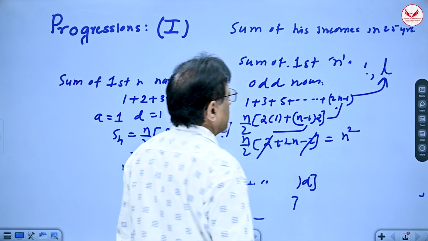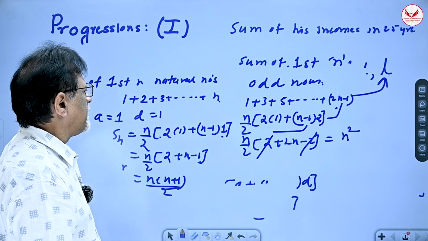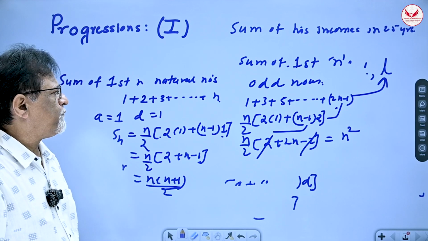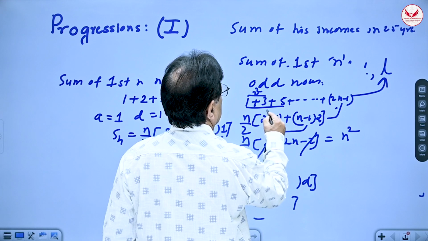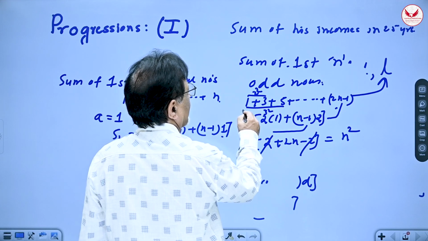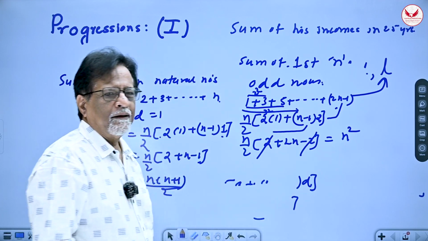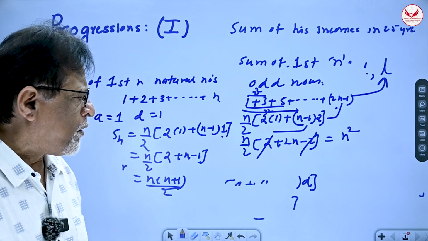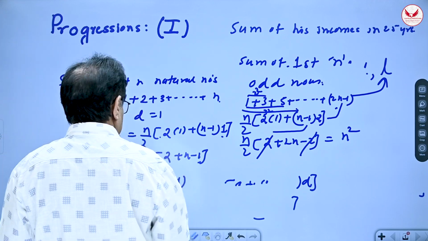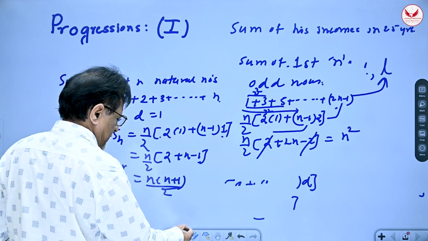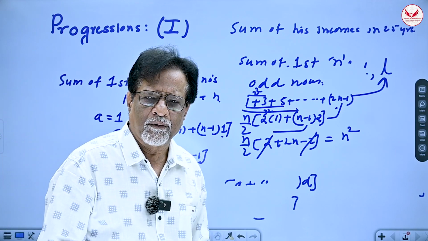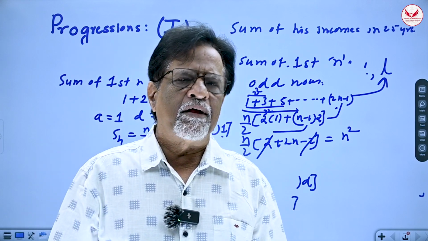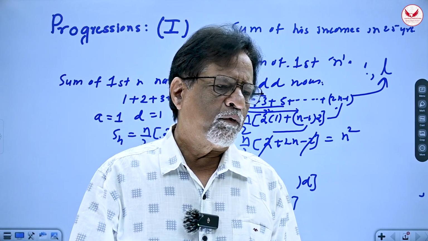Very simple. And you can verify. What is 1? 1 square. What is 1 plus 3? 4, which is 2 square. This is 3 square. And like that, this will be 4 square and so on. So therefore, the sum of n odd numbers is always n square. Very, very important result. Okay. So that is how an arithmetic progression can be added. So these are the basics about arithmetic progression.